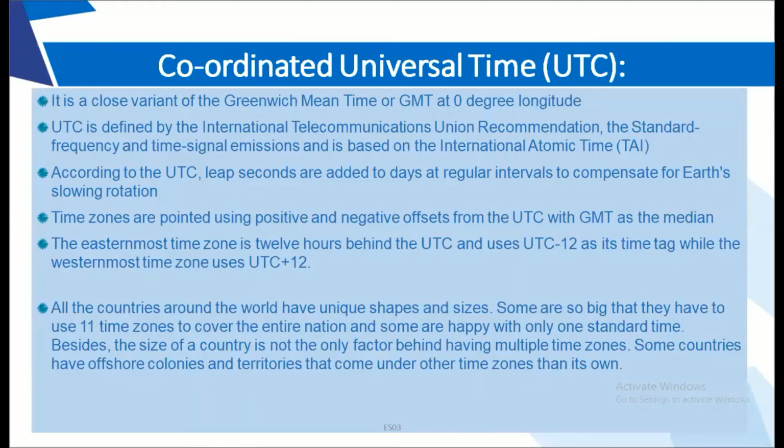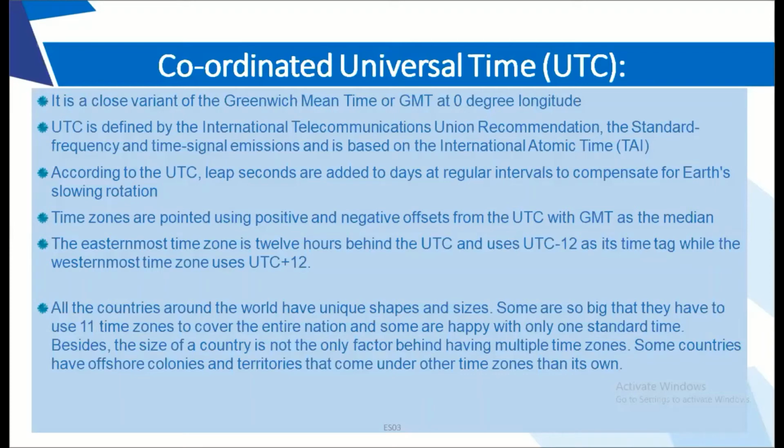Coordinated Universal Time. It is a close variant of the Greenwich Mean Time, or the GMT, at 0-degree longitude. UTC is defined by the International Telecommunication Union recommendation, the standard frequency and time signal emissions, and is based on the International Atomic Time, TAI. According to the UTC, leap seconds are added to days at regular intervals to compensate for Earth's slowing rotation.